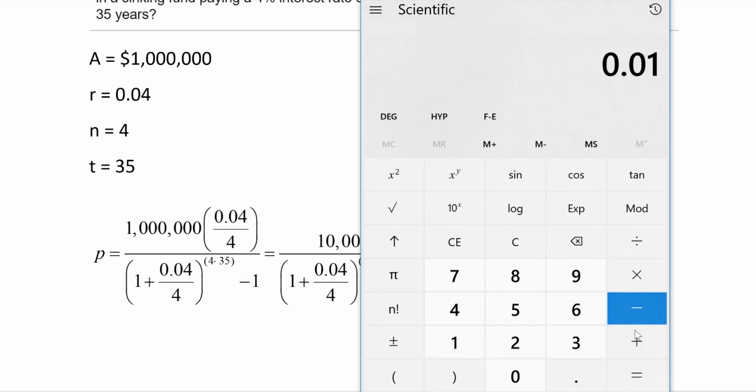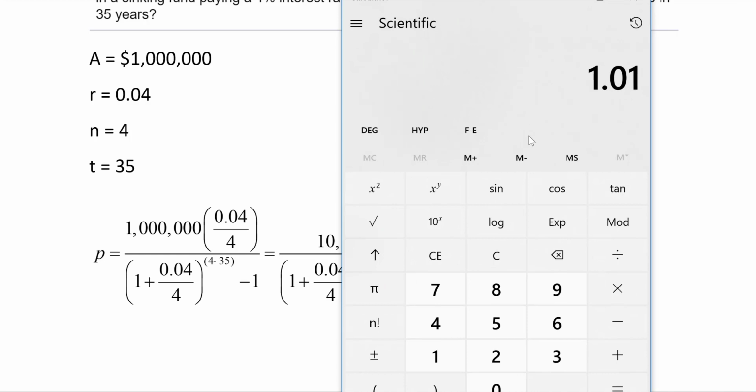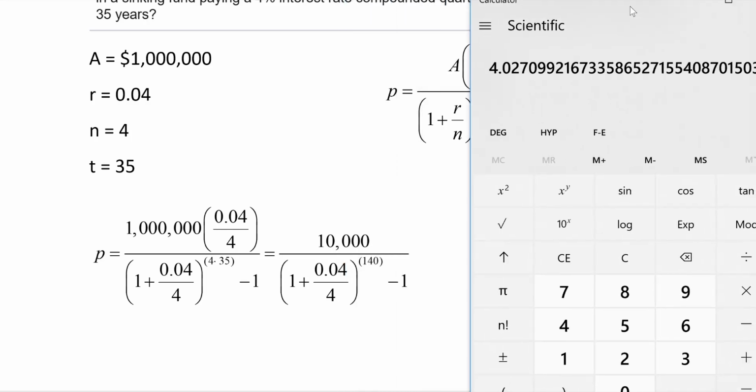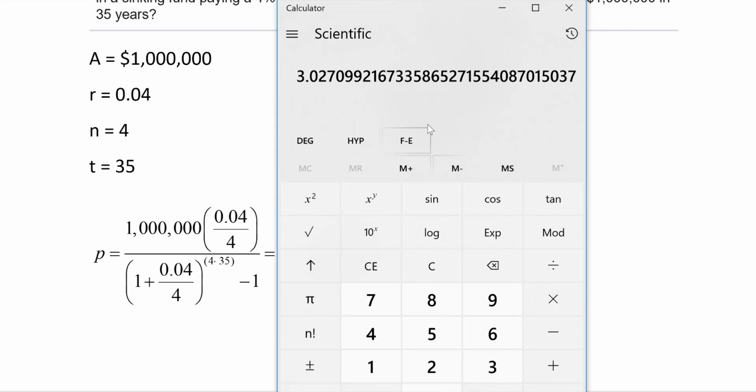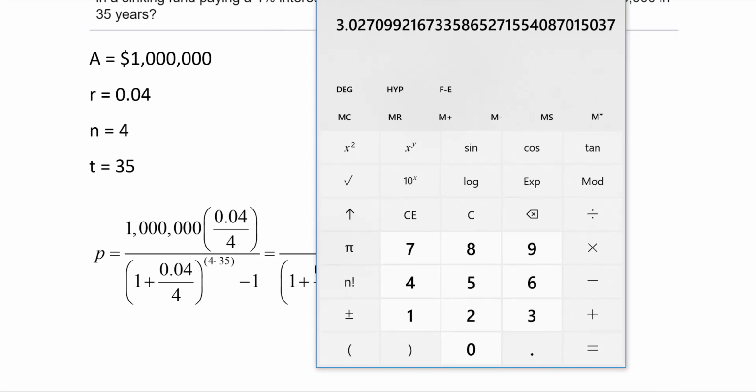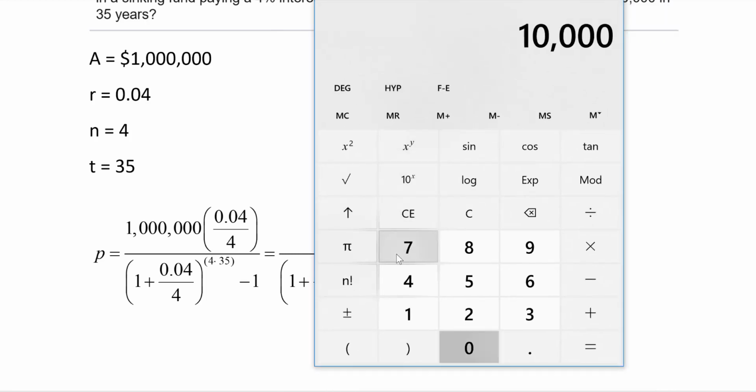And then we're going to add 1. And then we're going to raise it to the exponent, which was 140. And then we subtract 1. Now, as I showed in the earlier videos, I'm going to put this into memory because I need to divide this number into my numerator. So rather than writing it down on a piece of paper, my calculator has a memory, so I'm going to go memory plus. And then I'm going to put my numerator in, which is $10,000, and divide by the number I recall from memory.